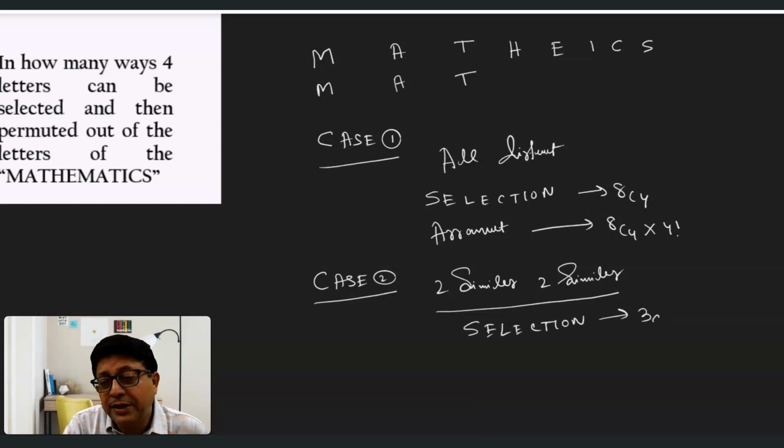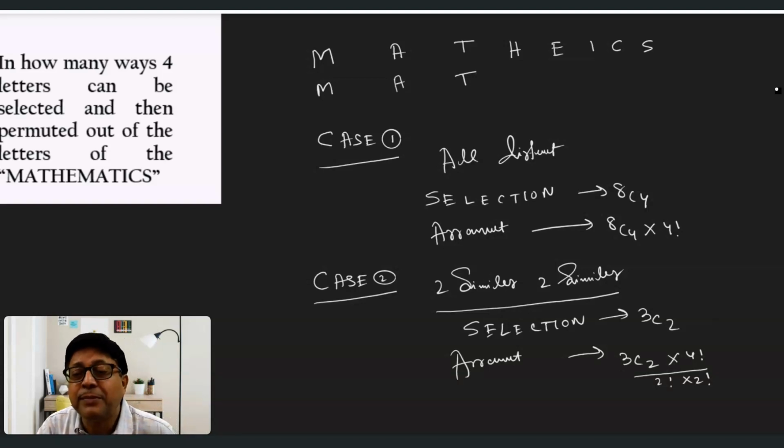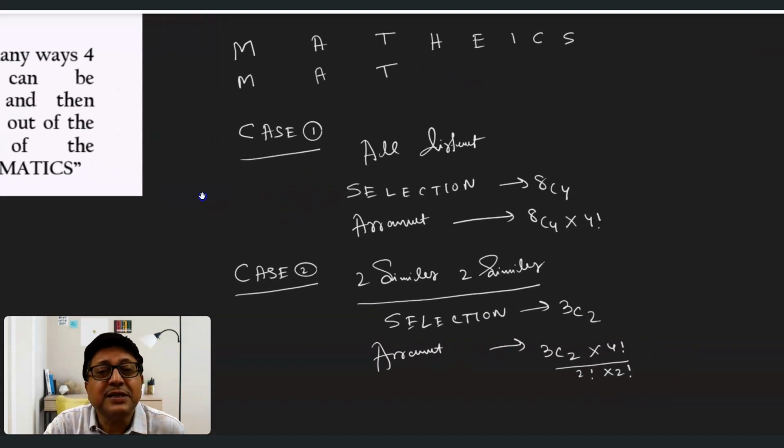Selection can be done in 3C2 ways, and their arrangement is going to be... You have selected 4, no? 2 pairs. So their arrangement will be factorial 4 by factorial 2 into factorial 2. Here we have considered all the cases: 2M, 2A or 2A, 2T or 2T and 2M, like this. Two similar means this case.